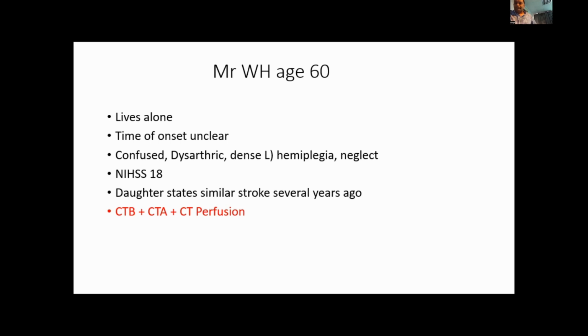So he lives alone. He's a time of onset that's unclear. He presents to the emergency department confused, dysarthric. He's got a sort of right MCA syndrome. His NIH is 18. His daughter over the phone says he's had exactly the same presentation several years ago. So that's all you have. There's no one here that would think this man is eligible for thrombolysis based on any of the criteria that we have discussed from the FDA and what is possible.